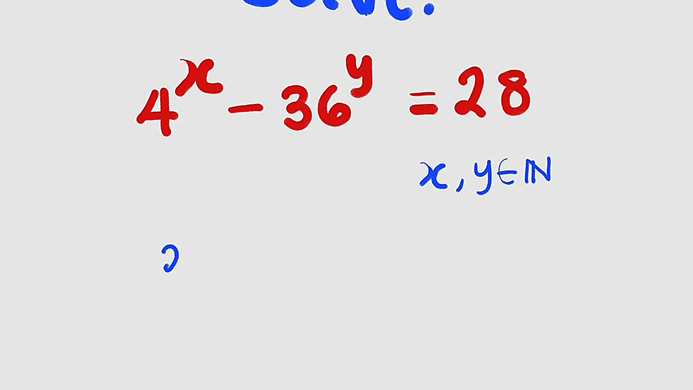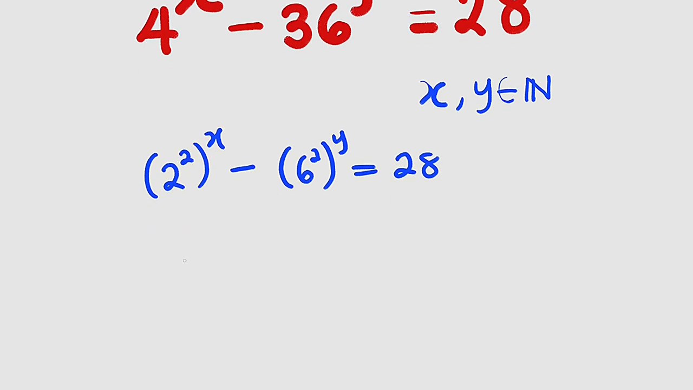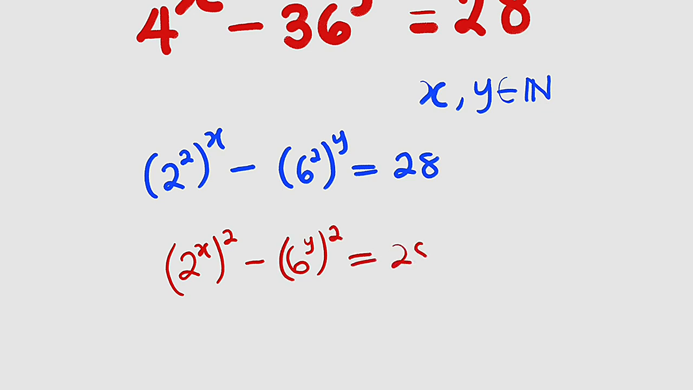So we can write this as 2 squared raised to the power of x, minus 36, which is the same thing as 6 squared. So we have 6 squared raised to the power of y, and this is equal to 28. According to one of the laws of indices, we can switch these exponents. So we can write this as 2 to the power of x all raised to the power of 2, minus 6 to the power of y all raised to the power of 2, and this is equal to 28.